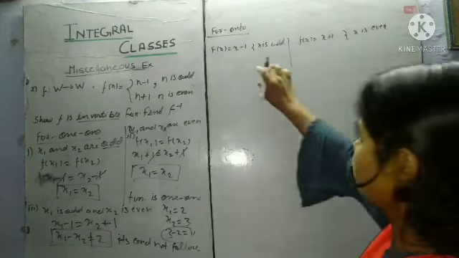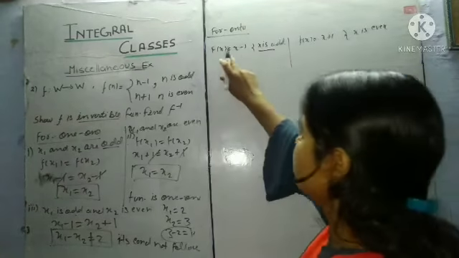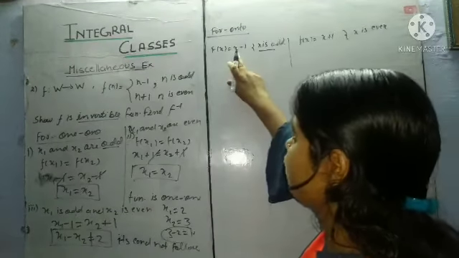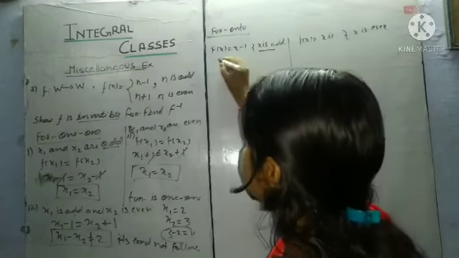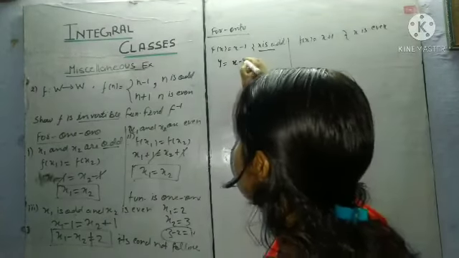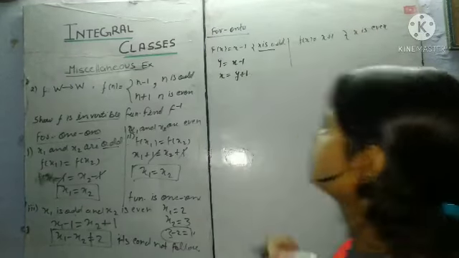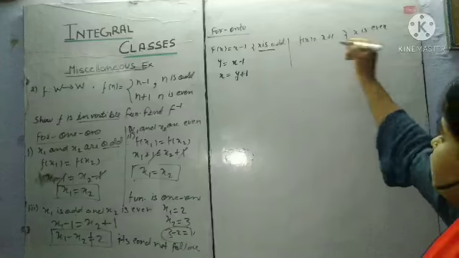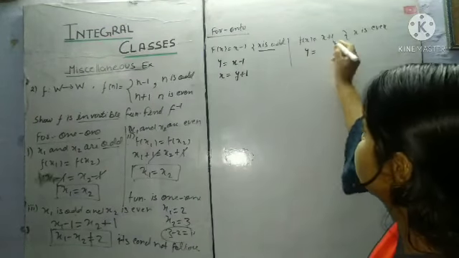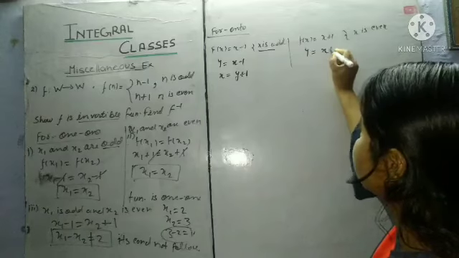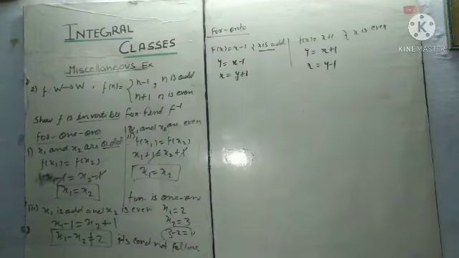Now student, for onto, if we consider x is odd, then we will get f(x) is even. So suppose f(x) is equal to y, x minus 1. So it will become x equal to y plus 1. On the other side, we put x is even, so f(x) is odd. Again put y equal to x plus 1, so x equal to y minus 1 in these two conditions.